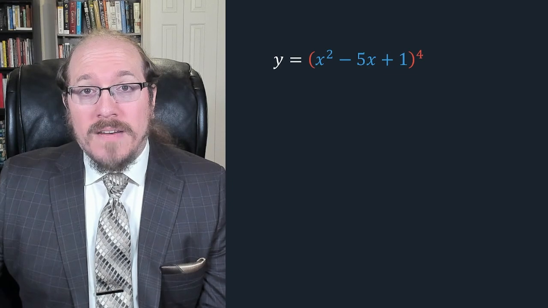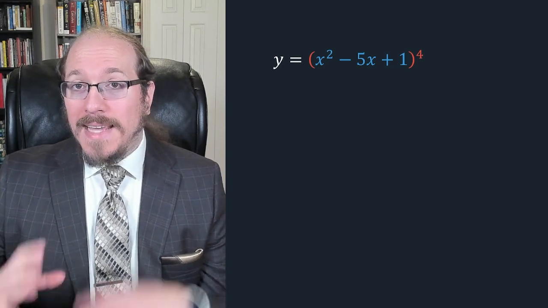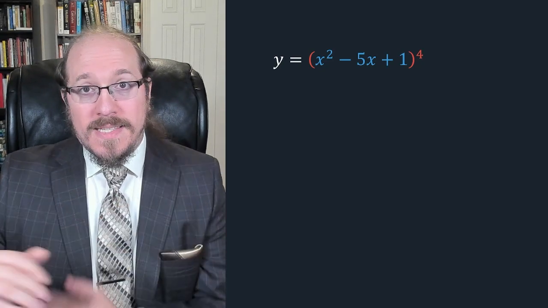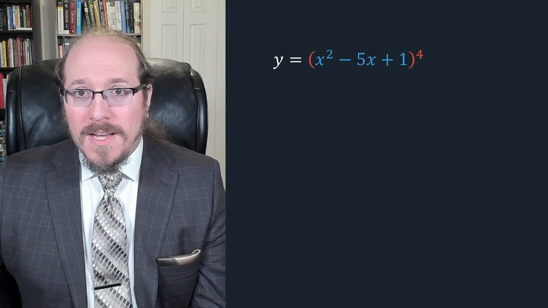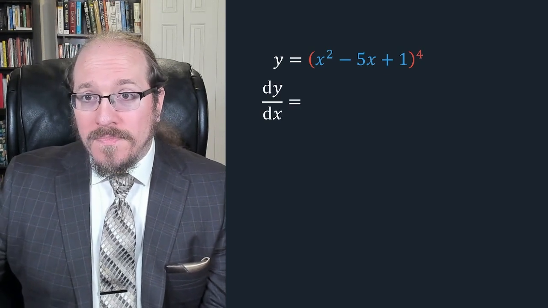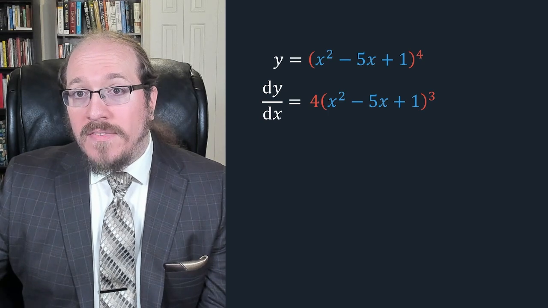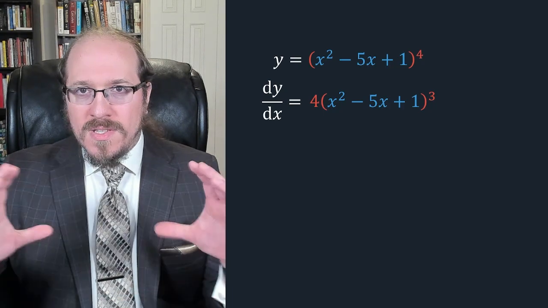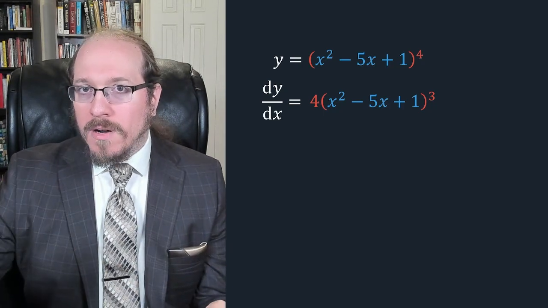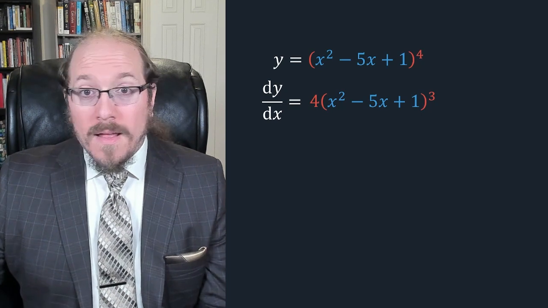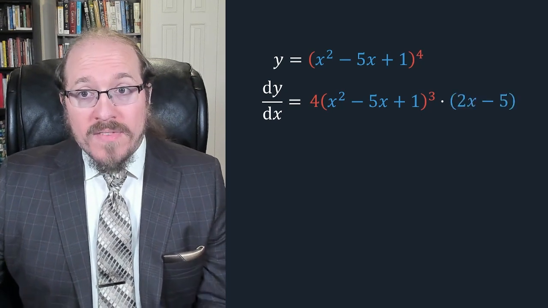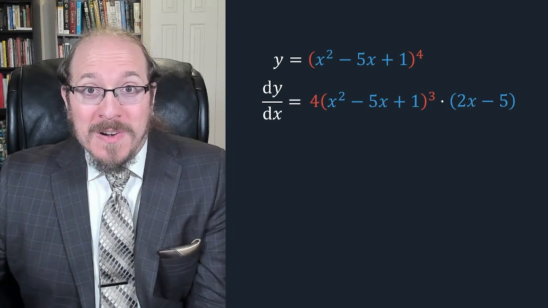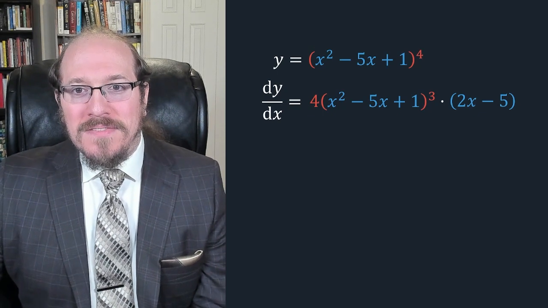What we really have here is a function inside a function. The outside function is stuff to the fourth power, and that inside stuff is x squared minus 5x plus 1. So we can make short work of it with the chain rule. First, we take the derivative of the outside function, leaving the inside stuff intact. The derivative of stuff to the fourth power is 4 times stuff to the third power. Then we multiply by the derivative of that inside stuff, which in this case is 2x minus 5. There we go, we're done already. That's a much cleaner way to take the derivative.